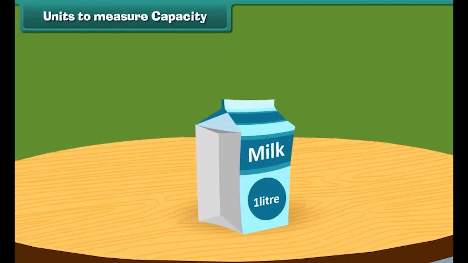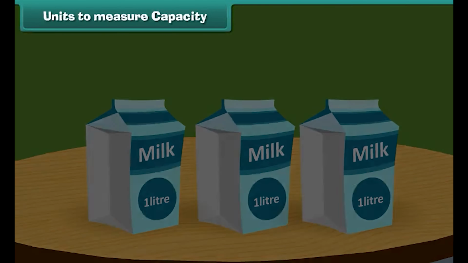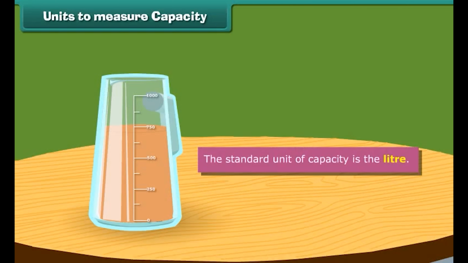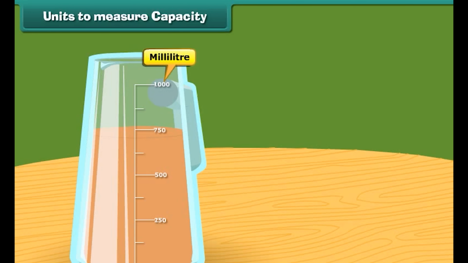How much milk comes in your home daily? 1 litre, 2 litres or more? The capacity of liquids like water, milk, juice, etc. is measured in terms of litres or millilitres. The standard unit of capacity is the litre. The part obtained by dividing 1 litre into 1000 equal parts is called a millilitre. This means that 1 litre is equal to 1000 millilitres.